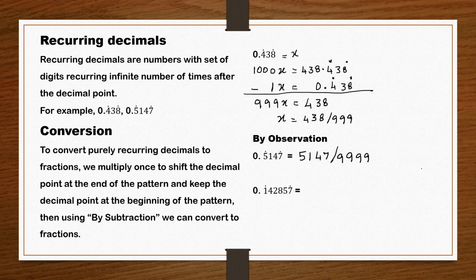Another example, 0.142857 recurring. Here 6 digits are recurring. Write the pattern 142857 in the numerator and the denominator becomes 6 nines. 1, 2, 3, 4, 5, 6, which simplified to give 1 over 7.